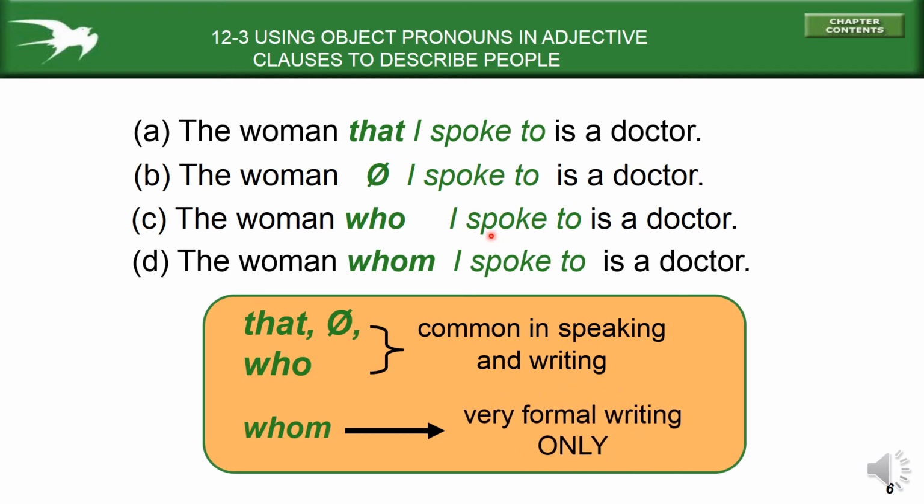So we can sum up chart 12.3 by saying that there are 4 different ways to use the object pronouns and adjective clauses to describe people. So as in A, I use that. As in B, I may use nothing. As in C, I may use who. And as in D, I may use whom. Remember that, nothing, and who are more common in speaking and writing, while whom is very formal. It's only used in the written discourse.